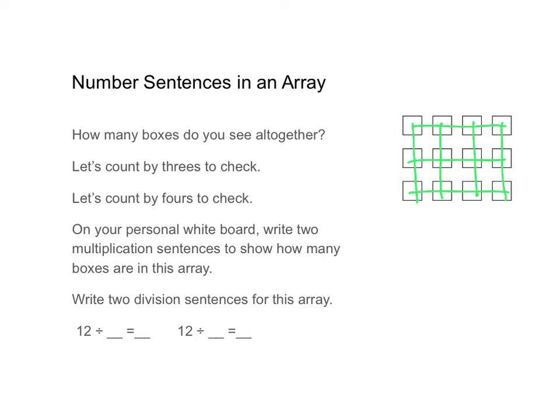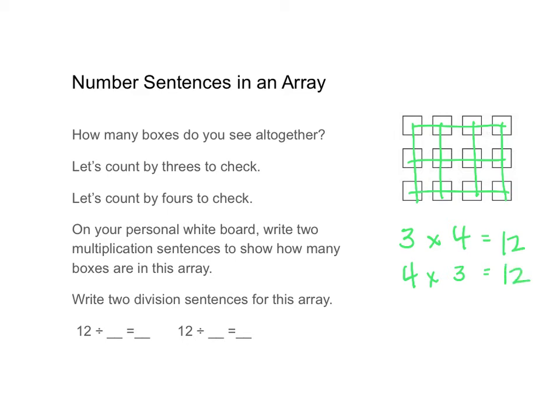And might be a good idea for you to pause here. I'm going to move forward. You can unpause when you've written your sentences. But if we're counting by 3's, then we know that 3 times 4 equals 12. And we count by 4's, we know that 4 times 3 equals 12.